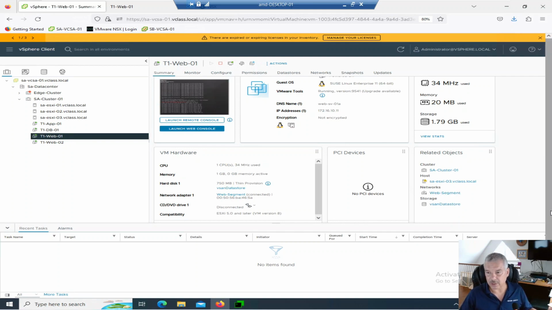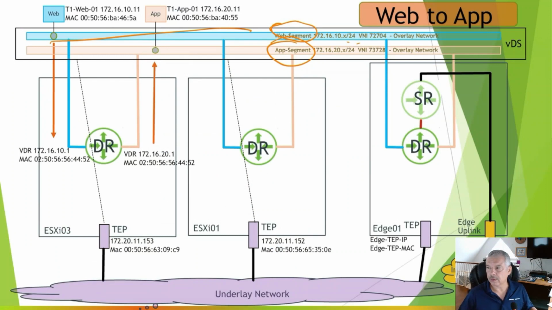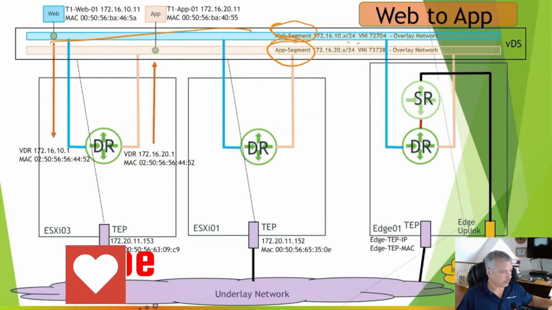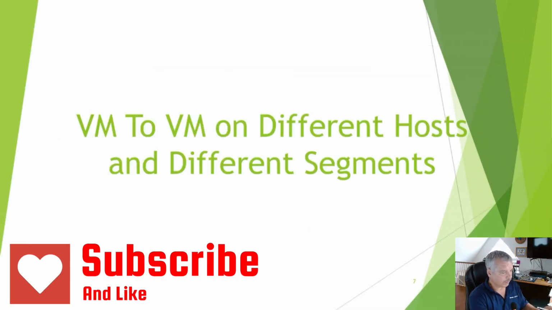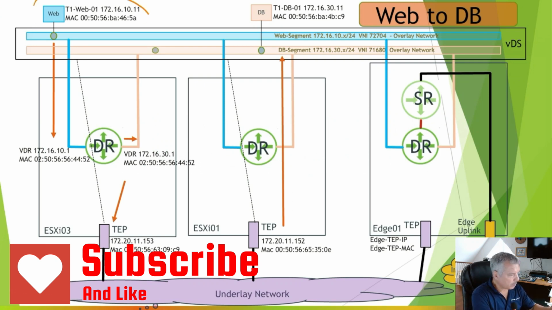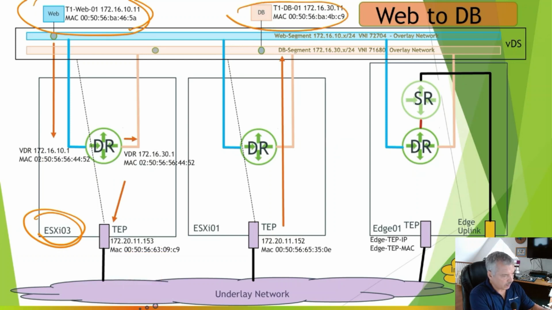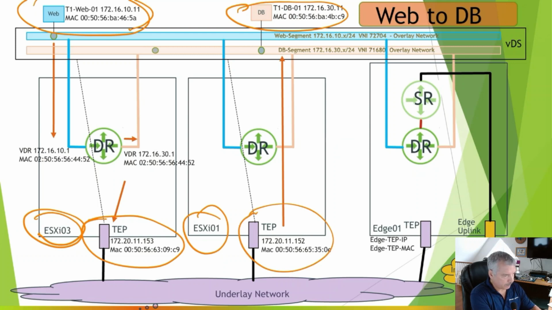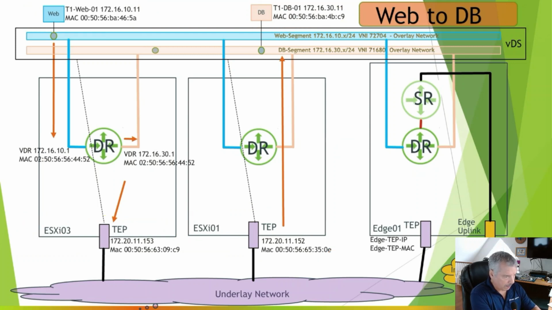So we're going to do encapsulation at this point, right? Let's do it on different hosts here. What we see here, here's my web 1. It's on host 3. Here's my database VM. It's on host 1. Here's the TEPs. Okay? So what's going to happen here is traffic's going to flow down through the distributed router. The distributed router is going to do a route decision, and it's going to put it on the database segment.